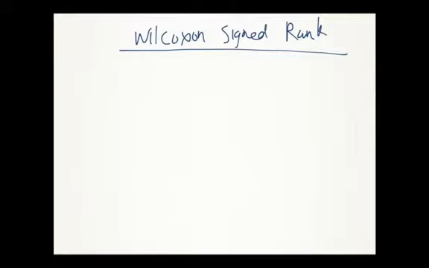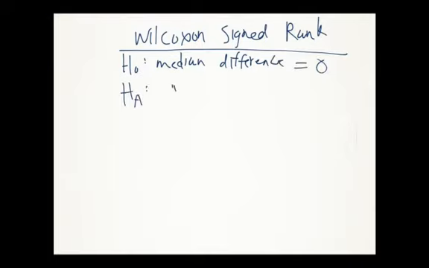Okay, so the null and alternative hypotheses are the same as they were for the sign test, namely that the median difference is equal to 0 in the null, and in the alternative that the median difference is not equal to 0. Okay? So let's take a look at some example data and how this proceeds for the Wilcoxon signed rank test.